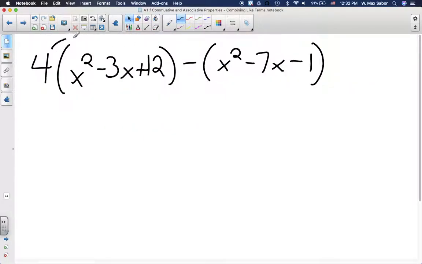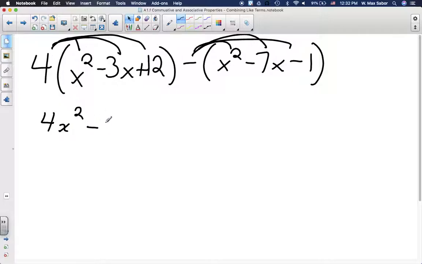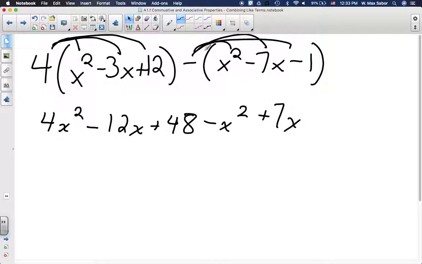Last one, we can distribute. So when we distribute 4, we get 4x squared. 4 times 3 is 12, and 4 times 12 is 48. Negative times x squared is negative x squared. Negative times negative 7x is positive 7x. And negative times negative 1 is positive 1.